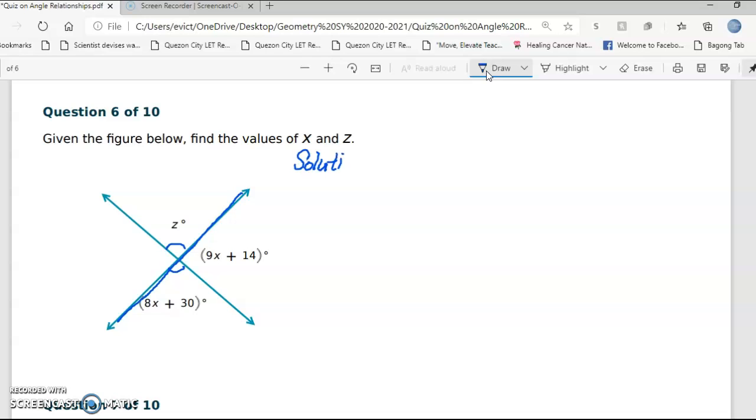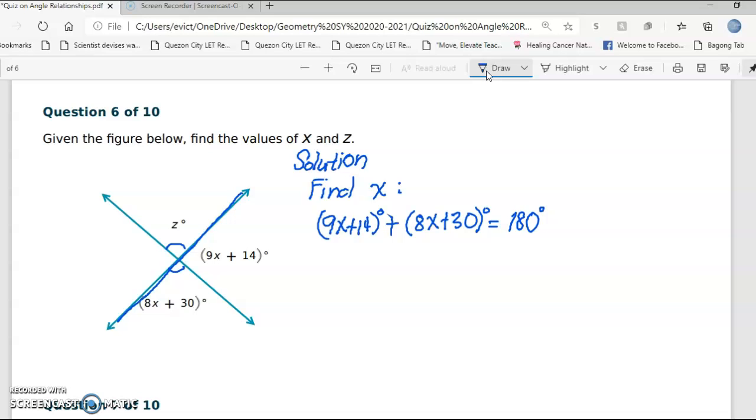So solution, find x. This will be our formula. 9x plus 14 plus 8x plus 30 degrees is equal to 180. Okay, linear angle, that's 180 degrees.